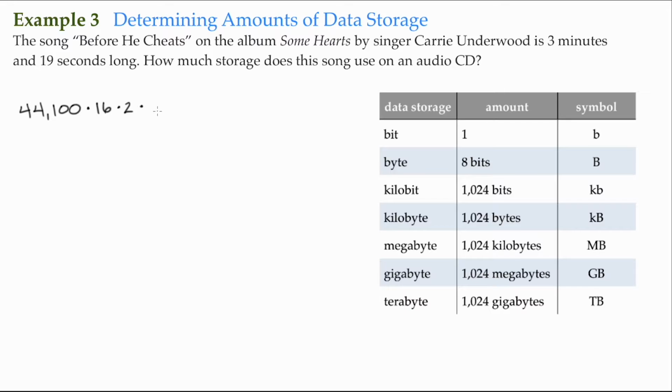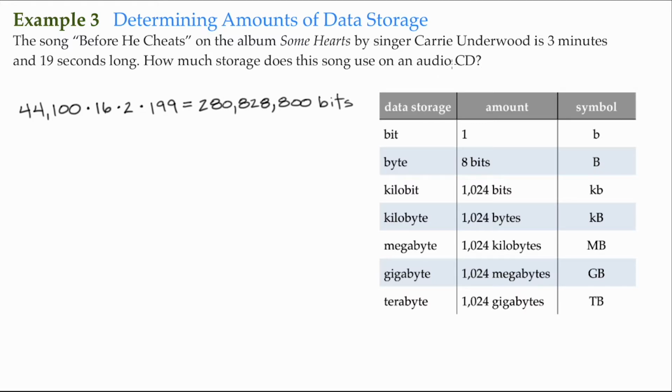So we're going to transfer that into seconds. 3 minutes, there's 60 seconds in a minute. 3 times 60, that's 180, plus 19 more seconds, that's 199 seconds. So from here, we can determine how much data would be used on a CD, audio quality CD. That would be 280,828,800 bits of data would be used, or storage would be used on a CD.